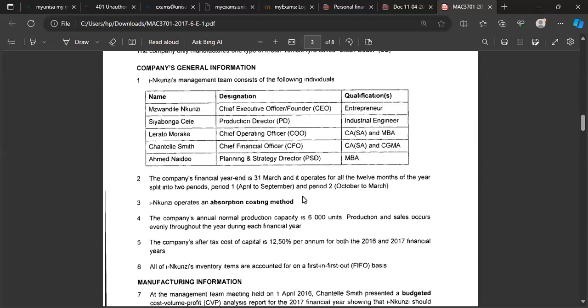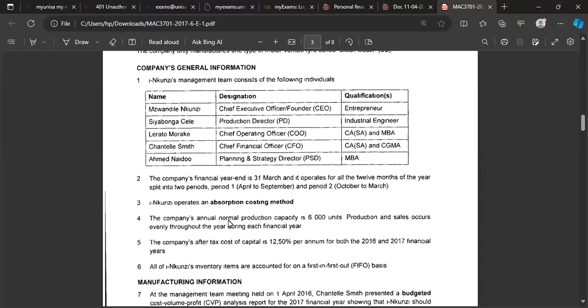So why is this important? The production capacity helps us when coming up with our overhead absorption rates. They normally use the normal production capacity. So the key word there is normal, which is what we expect year in, year out.